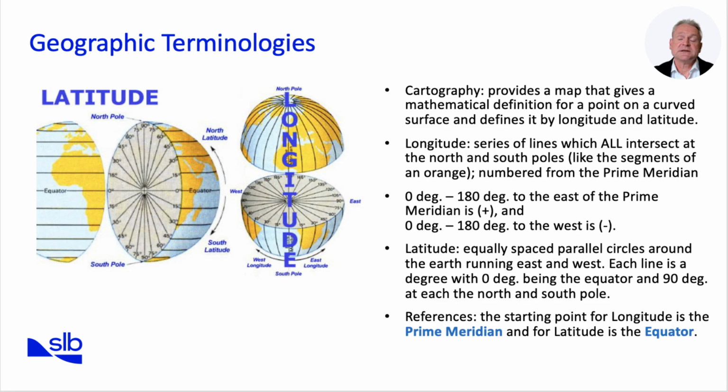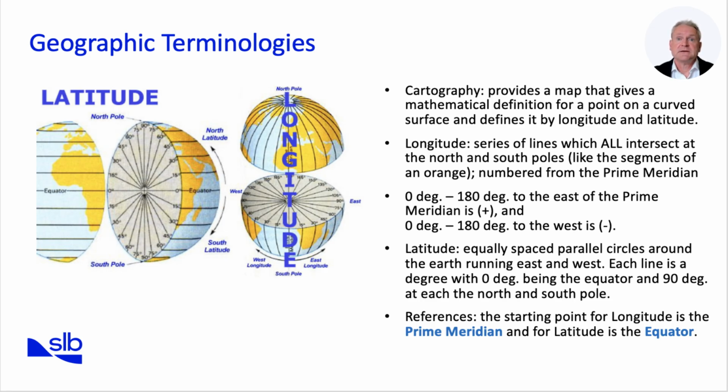Let's begin with some essential geographic terms. Cartography is the science and practice of making maps. It provides a mathematical way to represent a point on the curved surface of the Earth. The key coordinates are longitude and latitude. Longitude lines run from pole to pole, converging at the north and south poles like the segments of an orange. They're measured east and west of the prime meridian, with values running from 0 to 180 degrees. East of Greenwich, we use positive numbers.